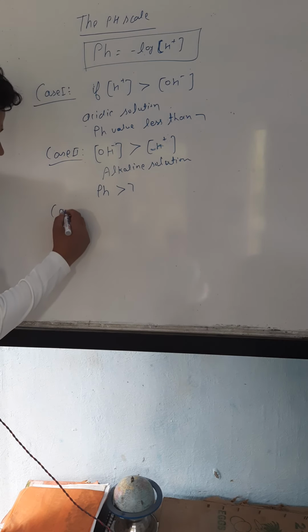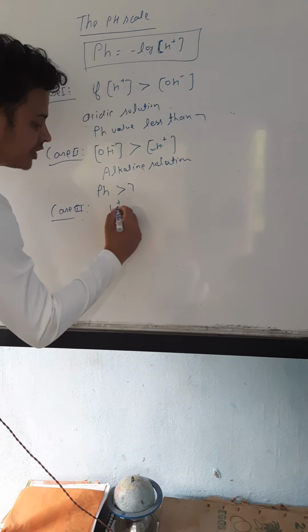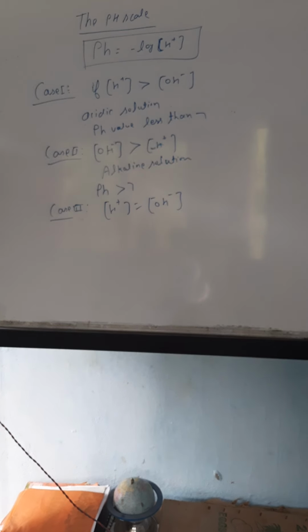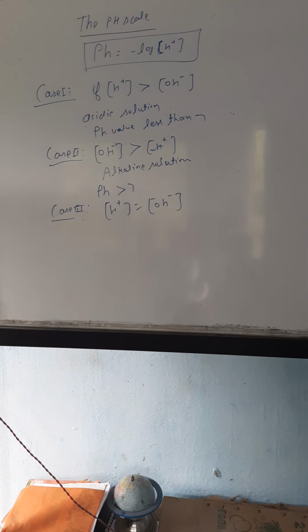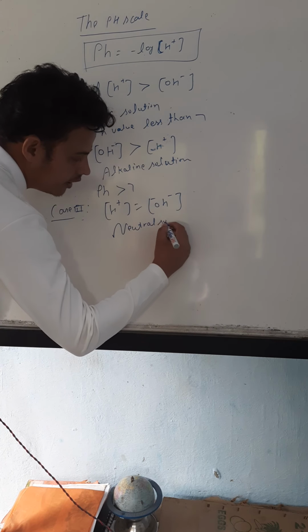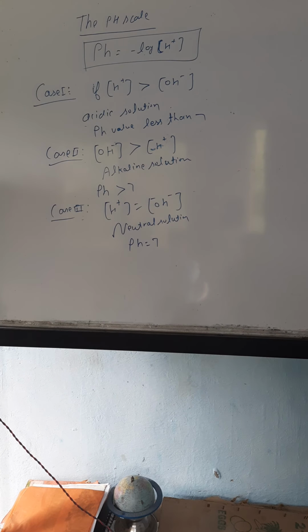Now case number 3 is if the concentration of H positive ions is equal to the concentration of OH negative ions, meaning both are equal in number in the solution. How many H positive ions are there and how many OH negative ions are there, both are the same in number, meaning their concentration is the same in the solution. So you would call such a solution a neutral solution, and its pH value will be exactly equal to 7. Getting it or not? So note it down.